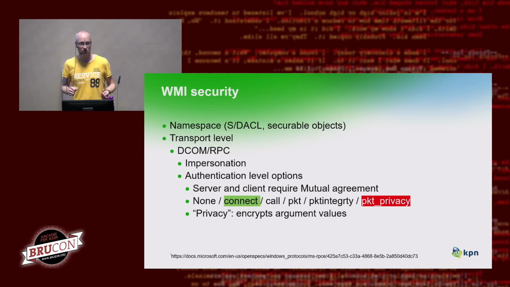And connect means it authenticates the client and the server credentials. But it does not encrypt data. And packet privacy is the only level that encrypts data. So if we found out that connect is the default, is there a way, I asked myself, that we can force a client and server to use the maximum authentication level?